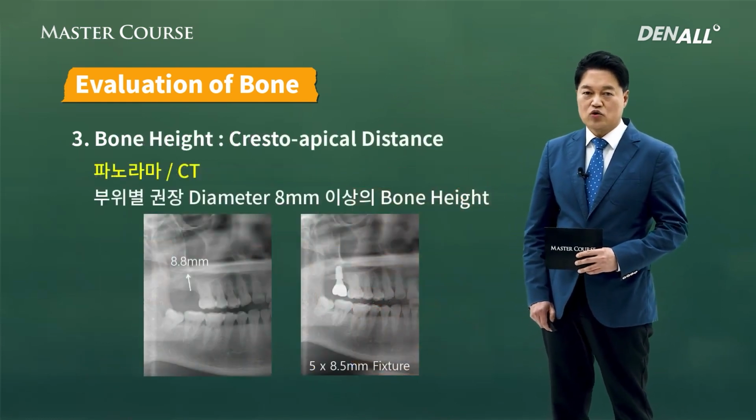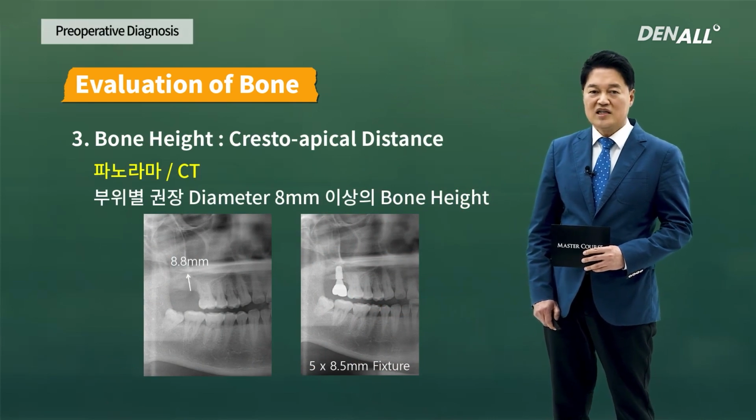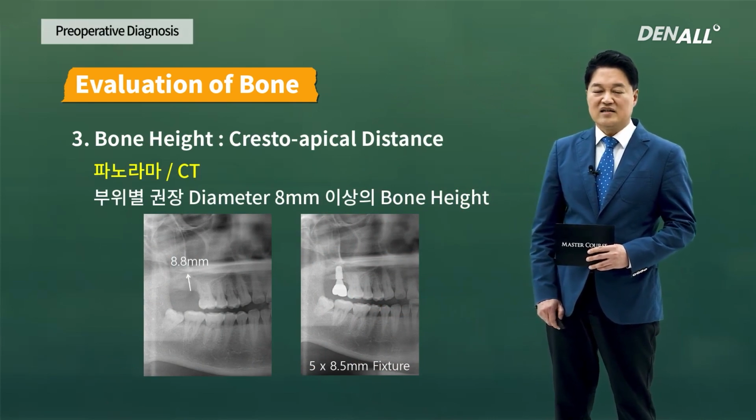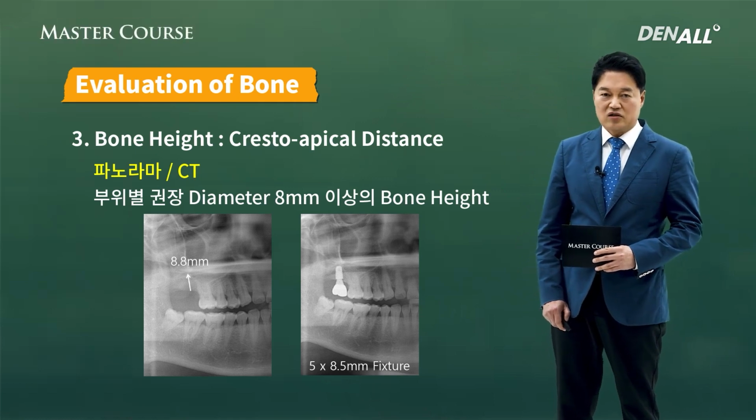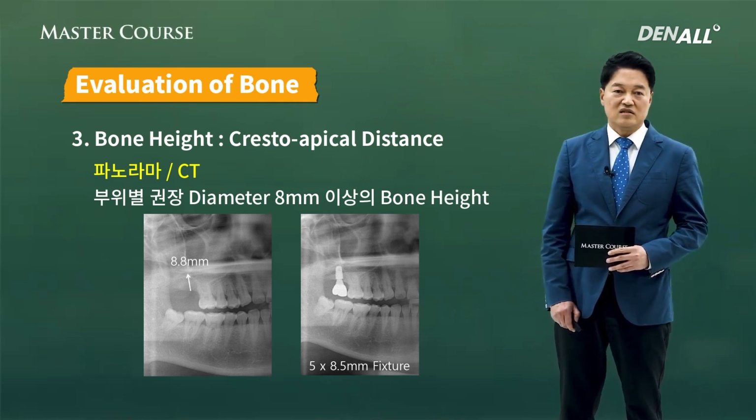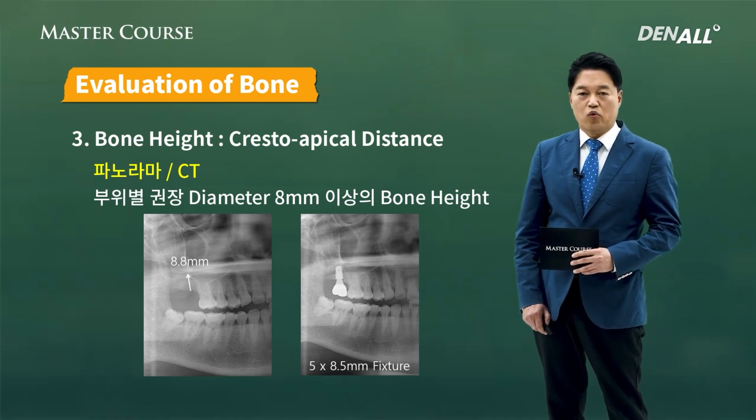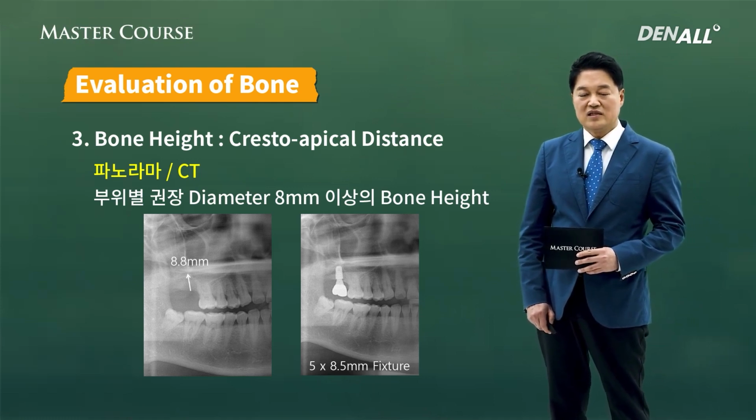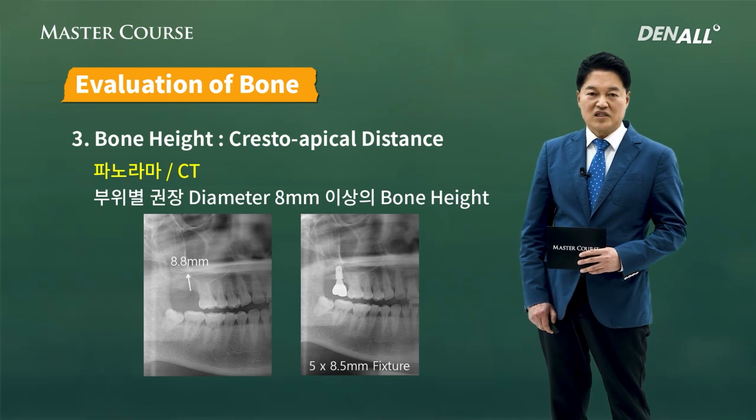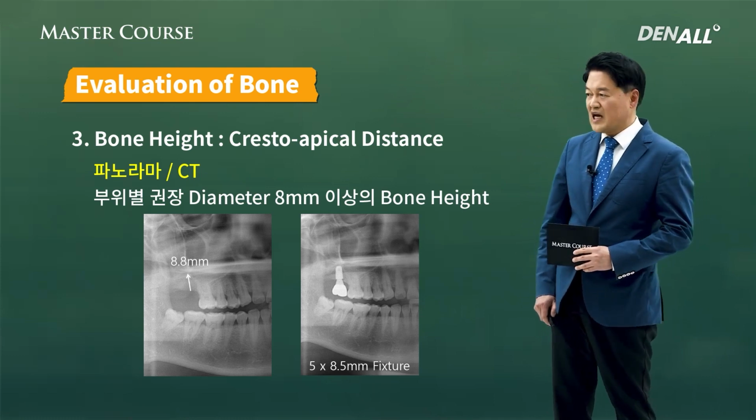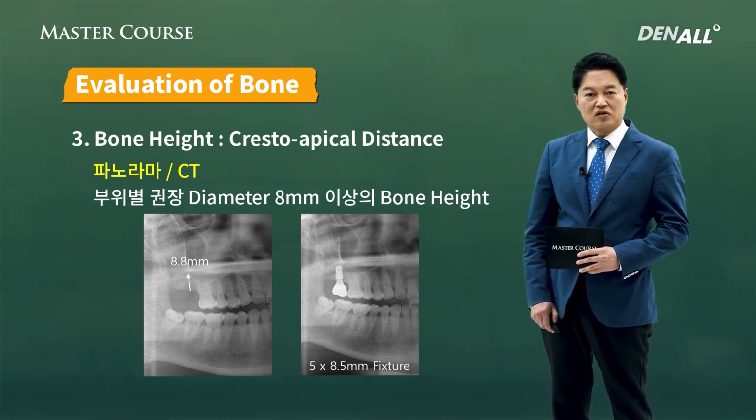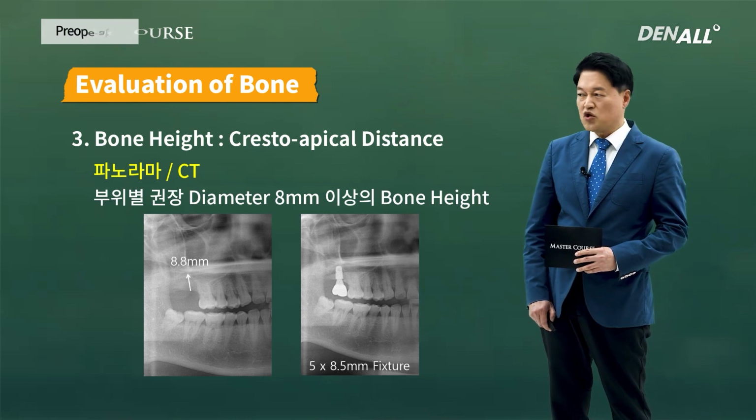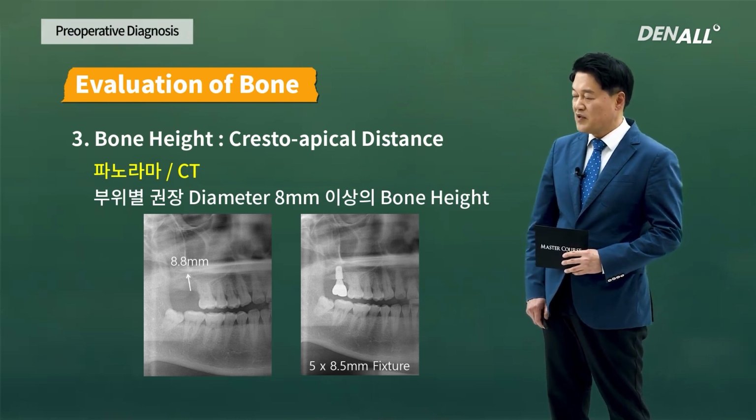Last, bone height, crestoapical distance. It is very important when we choose the length of the implant to be placed. You evaluate the panoramic image. If necessary, take a CT again, assess bone height once again, and choose the implant length that is necessary. There's approximately 8.8 millimeters of bone height. You need to place at least 8.5 millimeters, so you need to do a sinus lift and place an 8.5 millimeter length fixture.